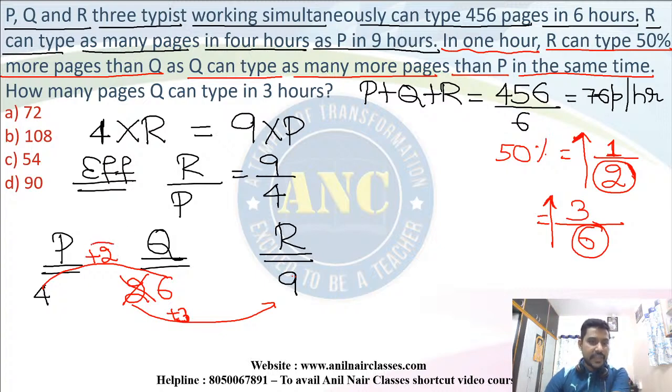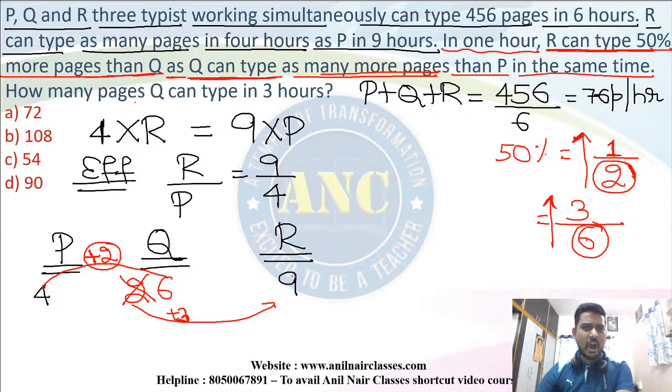That means if there is an increase of 2 in P and Q scenario, there will be one more increase. That is what the question says. R can type 50% more pages than Q as Q can type as many more pages than P in the same time. So, Q can type 2 more than P in the same time. R will be 1 more than 2. 1 more than 2 is nothing but 3. So, we got the efficiencies of all the three people P, Q and R. P's efficiency is 4 pages per hour typing. Q's efficiency is 6 pages per hour. R's efficiency is 9 pages per hour.